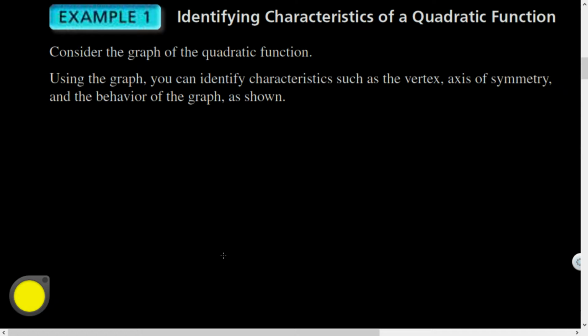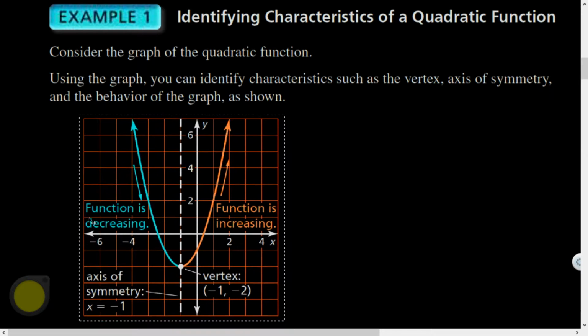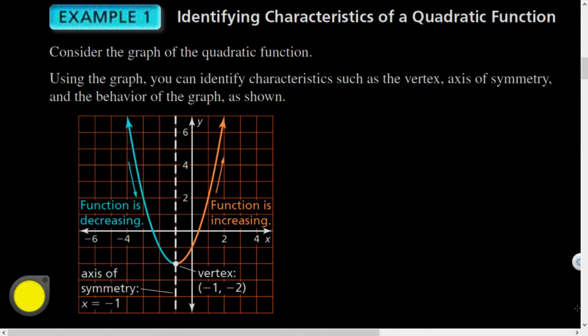And so you guys already have this graph. Follow along with me if you'd be so kind. All right, so you can see that the function is decreasing here. This graph is actually not on the y-axis like our previous one. It's possible to have a vertex that is off of the axis.